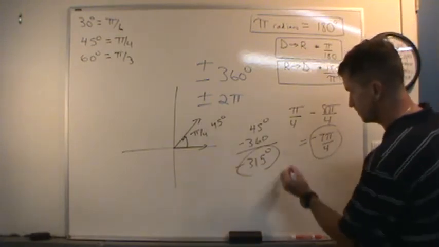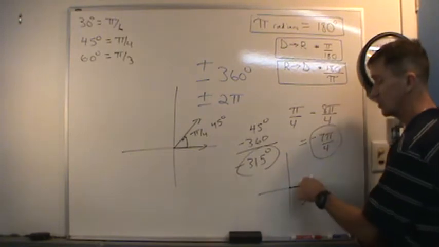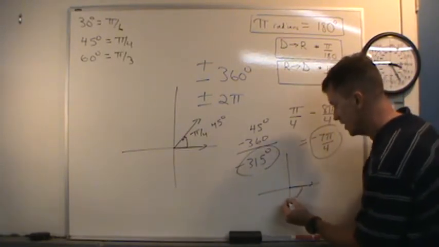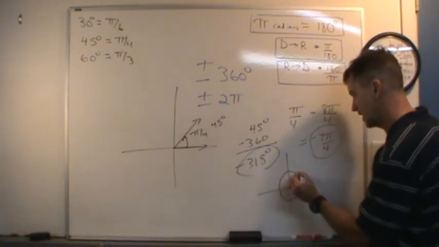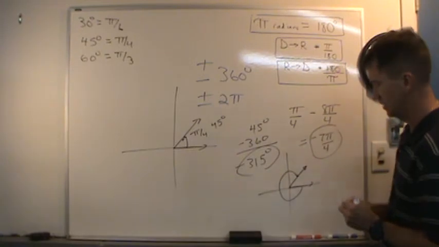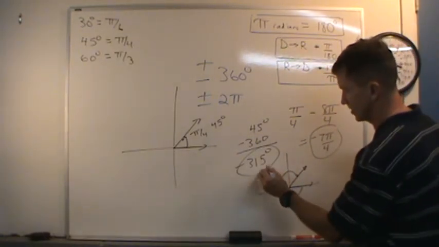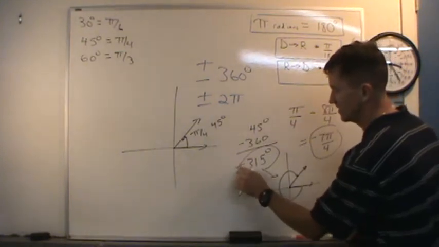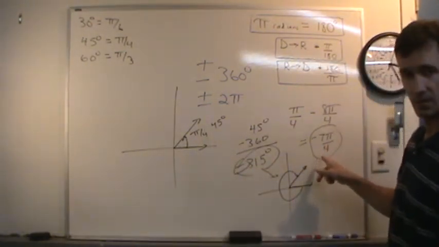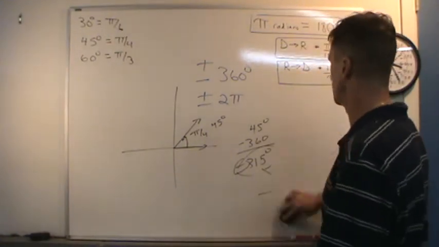What would it look like? Well, initial side right here, but it would rotate in a clockwise direction. So we'd rotate this way, come back around this way, stop right there. Once again, initial side, terminal side. This is your 315 degrees, but it's negative. It's negative 315 degrees, or negative 7 pi over 4. Okay? Sometimes you don't have to make a sketch.